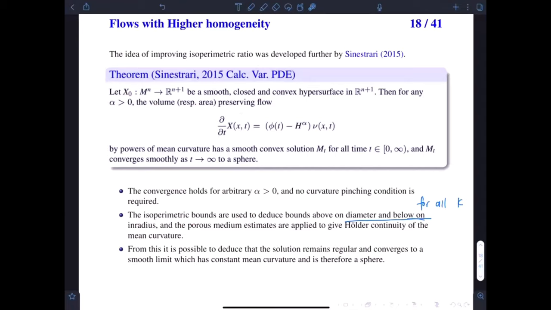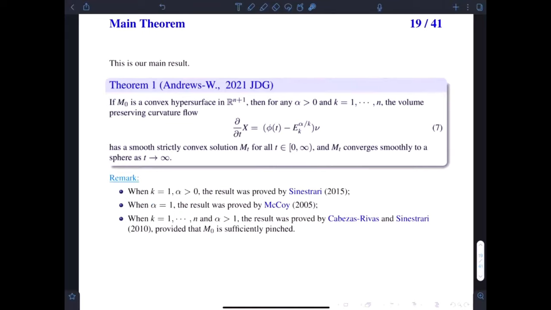So now, our main theorem is the generalization of this theorem to all k-th mean curvature. And this is the main result. This is joint work with Ben Andrews. The assumption is the initial hypersurface is convex, smooth and closed. Then for any positive alpha and for all k from 1 to n, the volume preserving curvature flow by powers of Ek, the k-th mean curvature, has a smooth, strictly convex solution Mt and converges smoothly to a sphere.